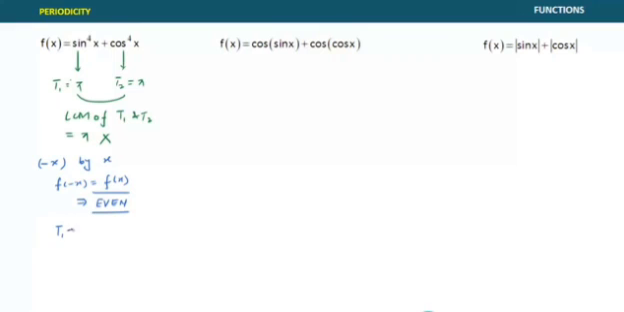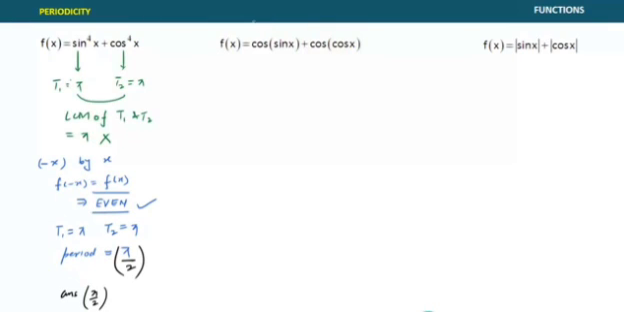So T1 is equal to pi, T2 is equal to pi. The period should have been pi. But since it is an even function, the answer is not pi, the answer is pi by 2. So the answer to this is nothing but pi by 2. In fact, it's a very famous problem. You can even remember the answer to this particular question.